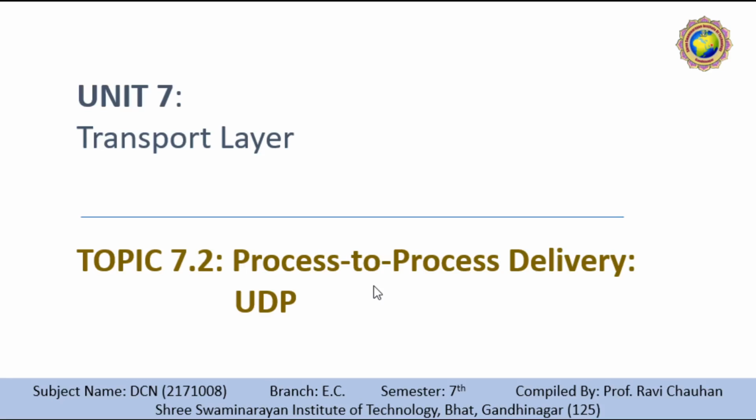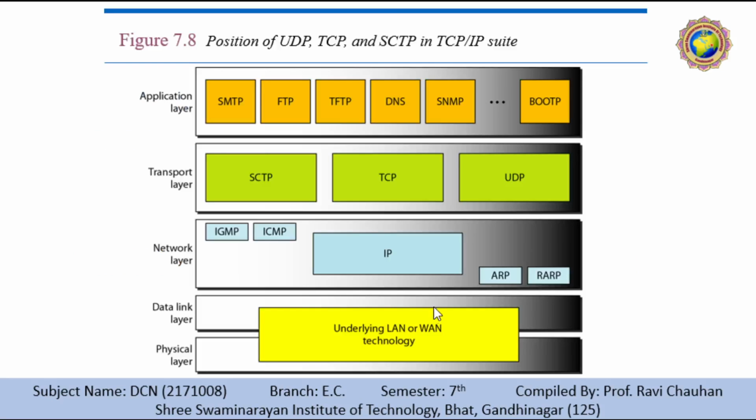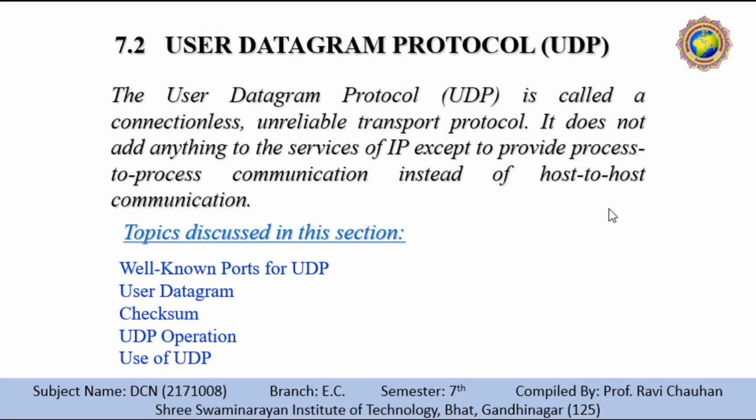Today we start our discussion with one protocol in our transport layer, the UDP. UDP is located over here in our TCP/IP suite. So let's start with the User Datagram Protocol, called UDP. The User Datagram Protocol is a connectionless, unreliable transport protocol.